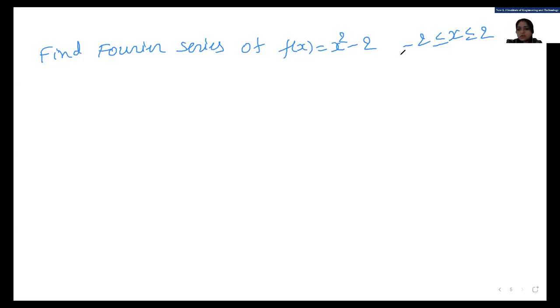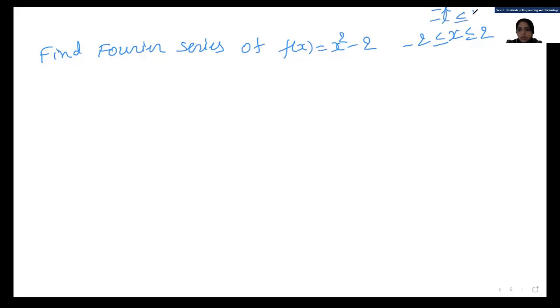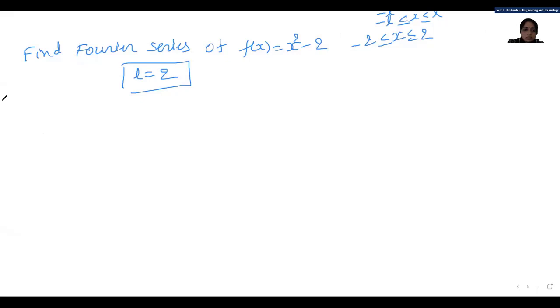So it means now our period is minus L to L, right? And what is our L now? So our L is 2 here. What is L? L is 2. So let's start the solution. As L is 2 and we want to find the Fourier series for minus L to L, first we have to check whether the given function is even or odd.